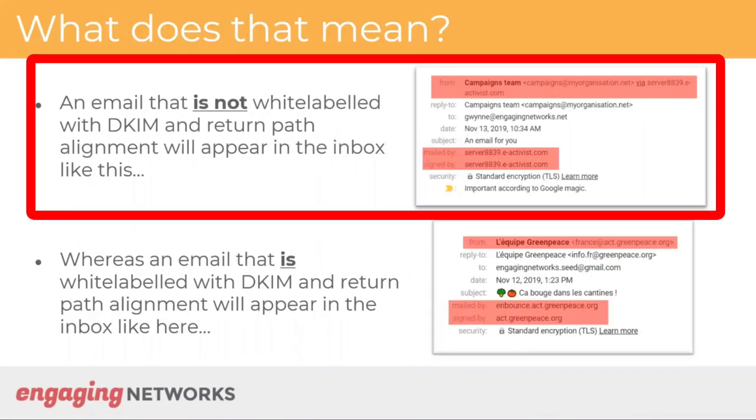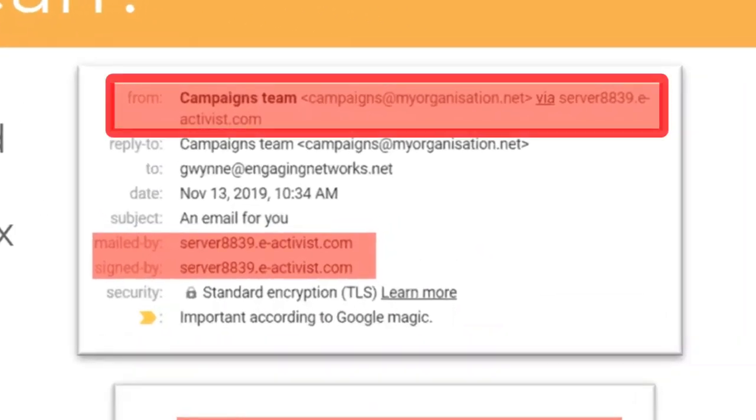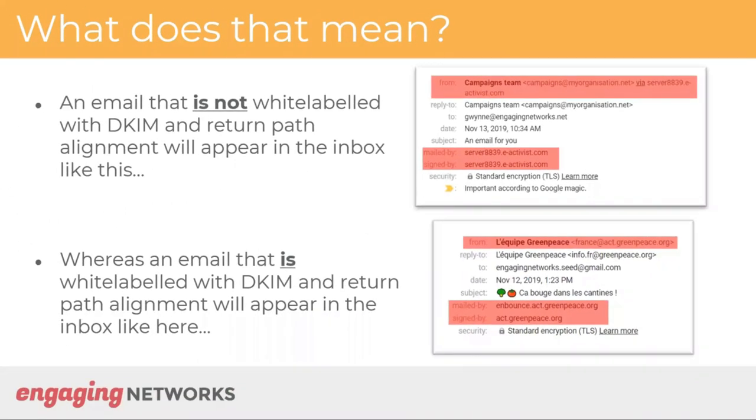An email that's not white labeled with DKIM and return path alignment will appear in the inbox like on the right-hand side here. You'll see that it's myorganization.net via server 8839.eactivist.com. You'll also see in the other red highlighted box, it's mailed by server 8839 and signed by that one. The mailed by refers to the return path and the signed by refers to the DKIM. Because myorganization.net is not lined up and does not have its own DNS records set up, it has to revert back to our own domain to authenticate it. It's not the gold standard that providers are looking for.